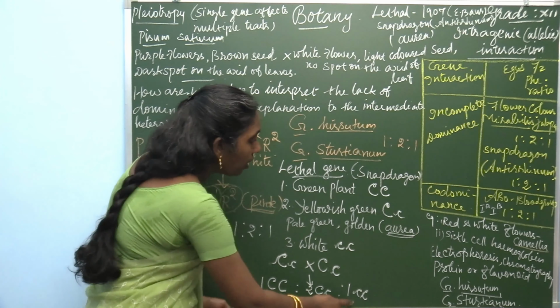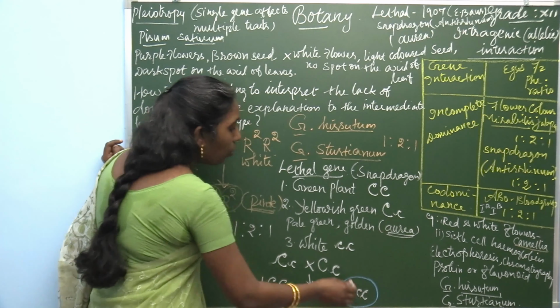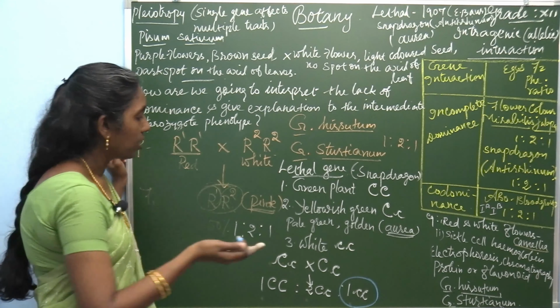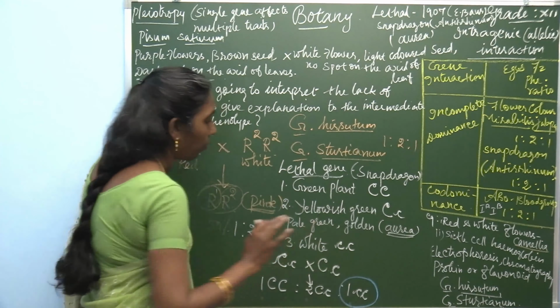This small c, the homozygous recessive, causes death of the organism because it lacks chlorophyll. What is absent here? Chlorophyll pigment is absent. We all know if the chlorophyll pigment is not present in the plant, it can't synthesize its own food. It will die. So it causes death of the organism.